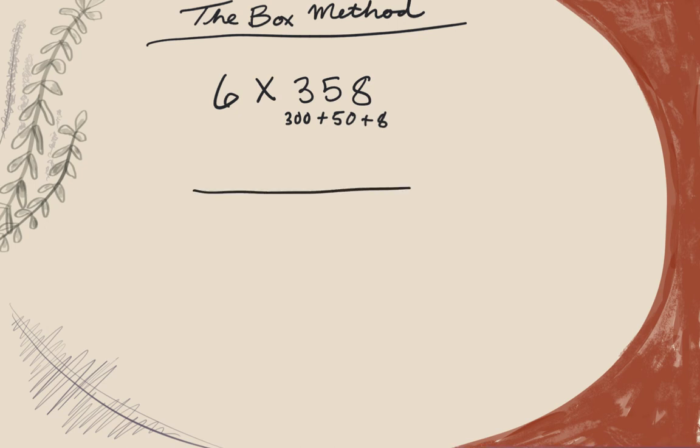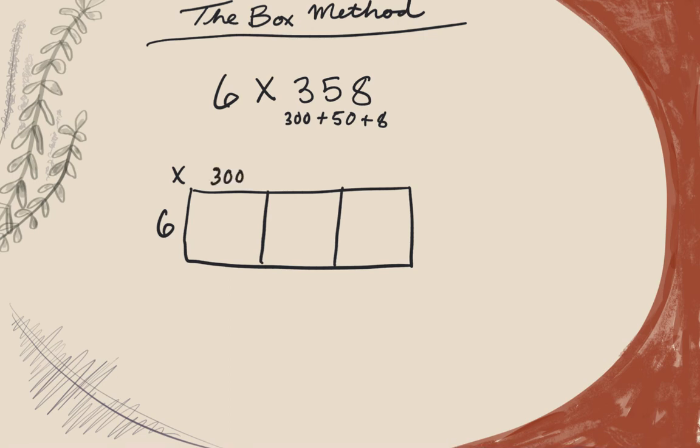Now I'm going to make my box. I'm multiplying by 6, and I'm going to break it into 3 boxes for my three-digit number. 300, 50, and 8. Great. First thing I need to do is ask myself, what is 6 times 3?